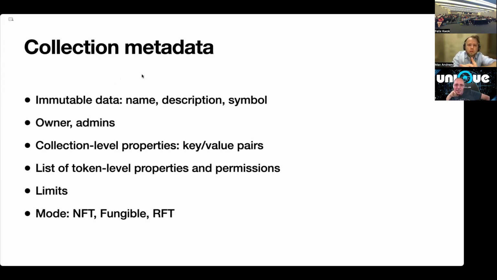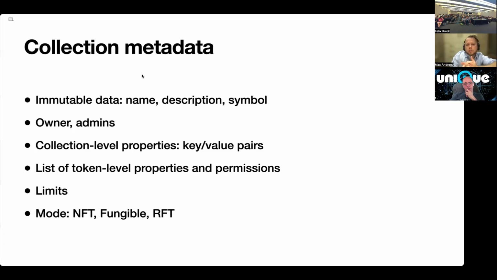What metadata are stored on the collection level? First is immutable data, such as name, description, symbol, something like that. That data cannot be changed once it's set. Next, each collection has an owner. Owner is the address that minted this collection, and there is some list of admins that could be set during this process of managing this collection.